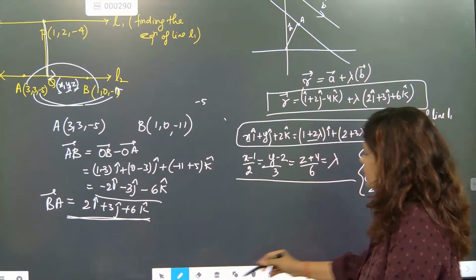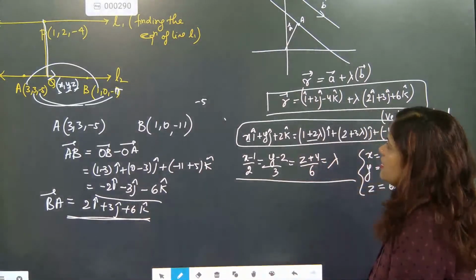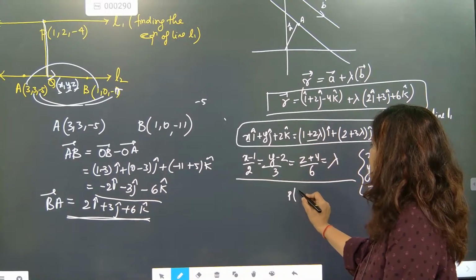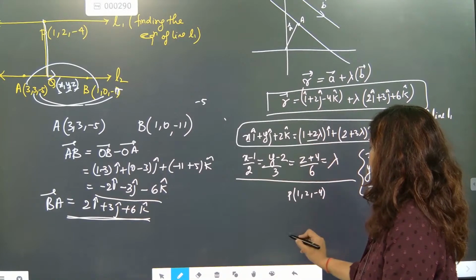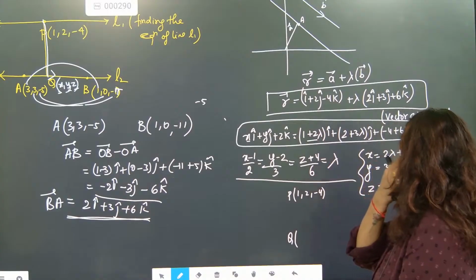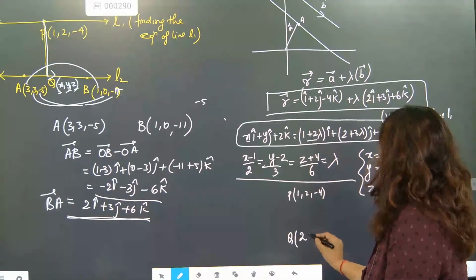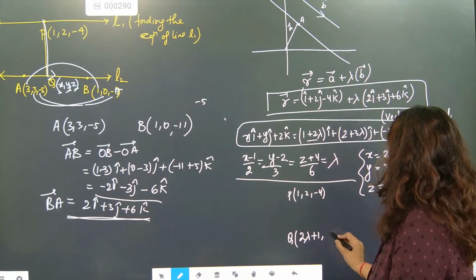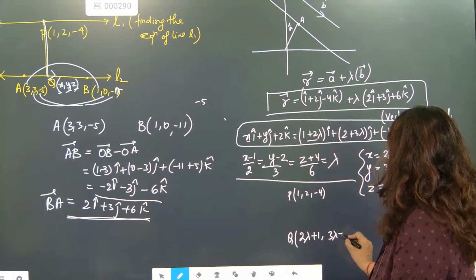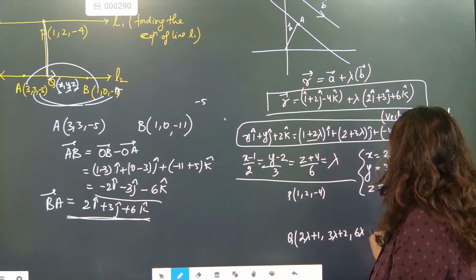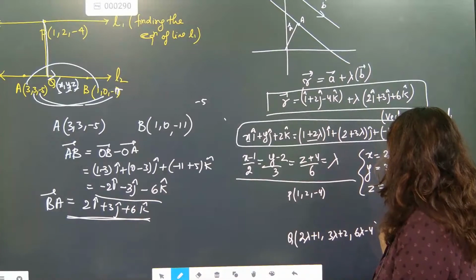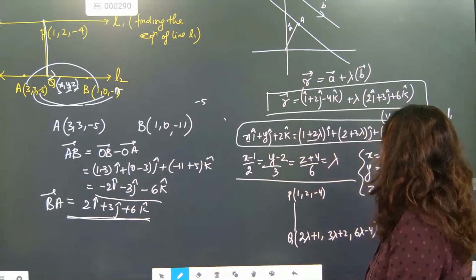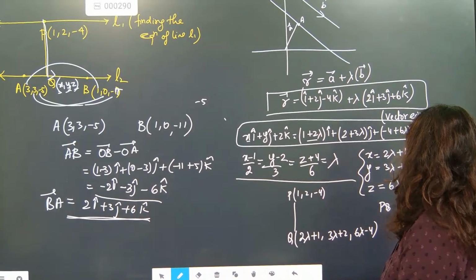So when you are writing this part, what value is coming? The lambda part is going to be substituted. So the PQ value: P point is given as 1, 2 and minus 4. Q point is coming as 2 lambda plus 1, 3 lambda plus 2 and 6 lambda minus 4. After that we check for lambda. First, the distance between these two points. So PQ vector will become what?